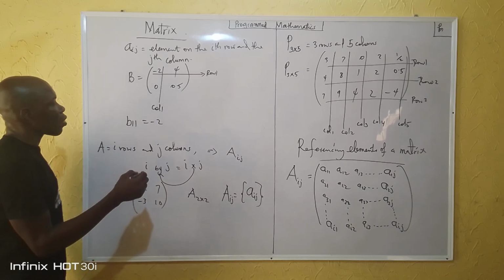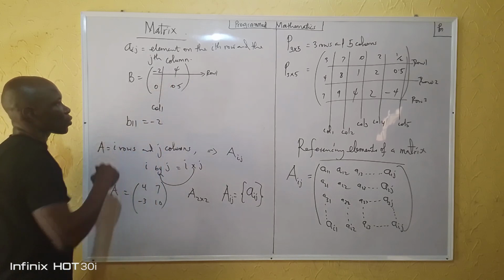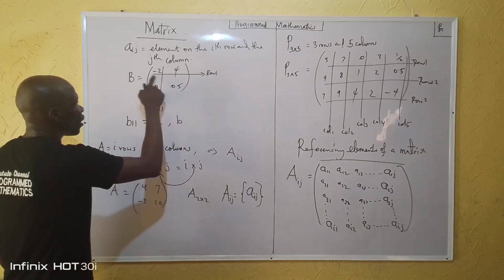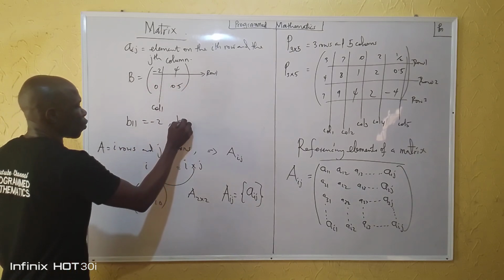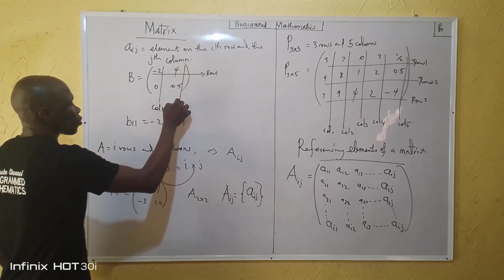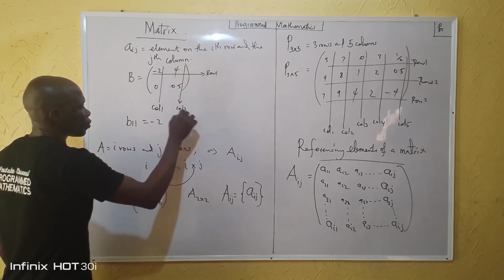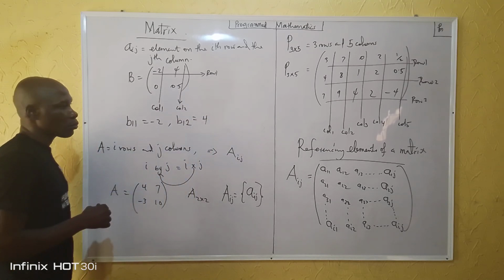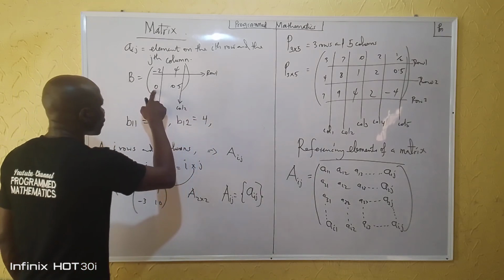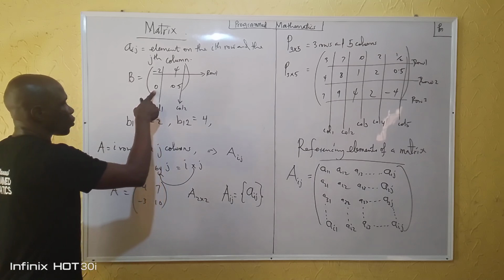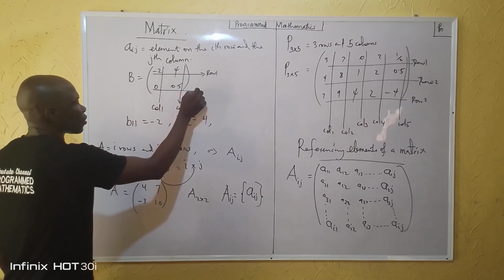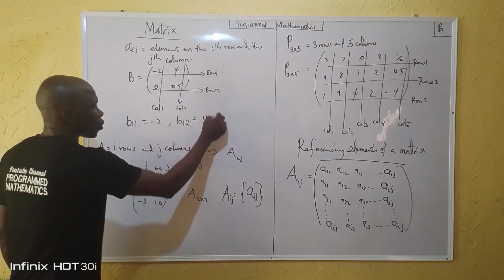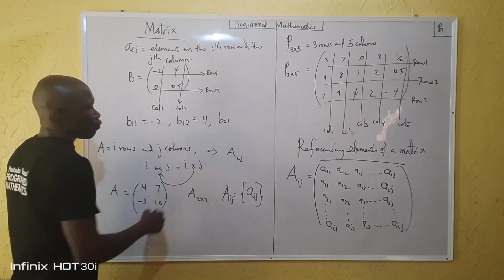Okay? So now also, if I need to make reference to element 4, in this case also it will be b. Element 4 belongs to row 1 and is found in column 2, b12. So b12 is equal to 4. And we can continue to the next one. To refer to element 0 here, element 0 is found on the second row, first column, so b21.